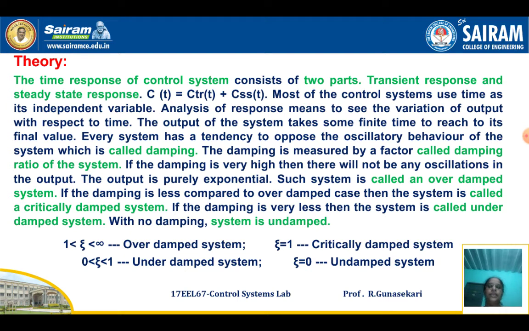If the damping is less compared to over-damped, then the system is critically damped system. If the damping is very less, then the system is under-damped system. With no damping, the system is undamped. So the damping ratio zeta value 1 less than zeta less than infinity is over-damped system. Zeta equal to 1, critically damped system. 0 less than zeta less than 1, under-damped system. Zeta equal to 0, undamped system.